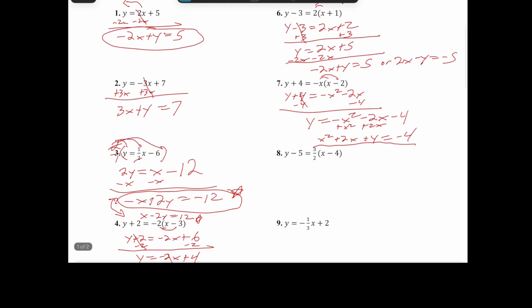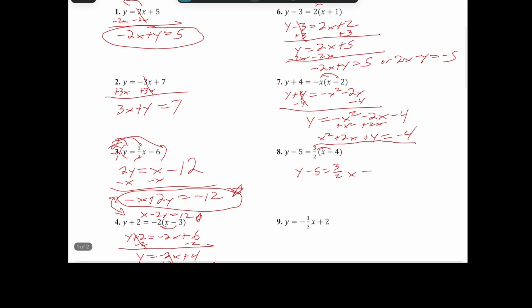Okay, so now in this one, I'm going to just distribute through. And I'm going to get y minus 5 equals 3 over 2x minus, well, what's 3 halves times -4? Or we'll just say times 4 because I wrote the negative. Now, when you do that, all you do is multiply the numerator, because that's like 4 over 1. And that's going to give you 12 over 2. What's another way for me to write 12 over 2? That's right, 6.